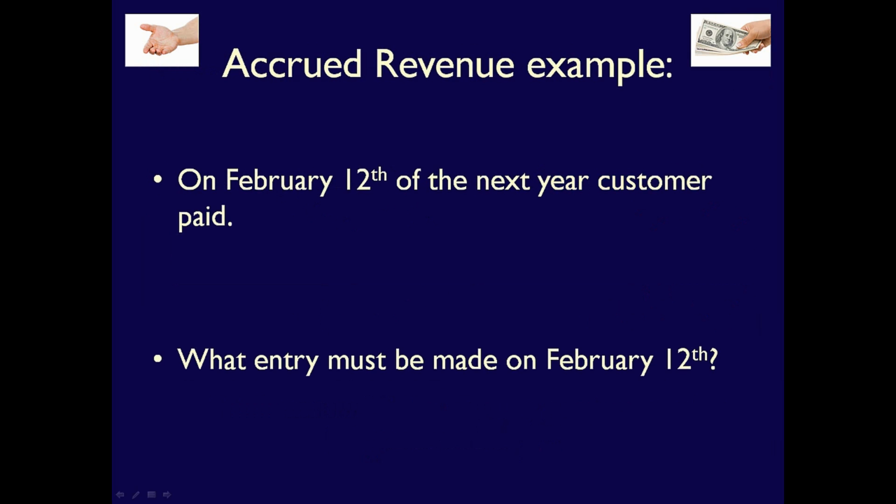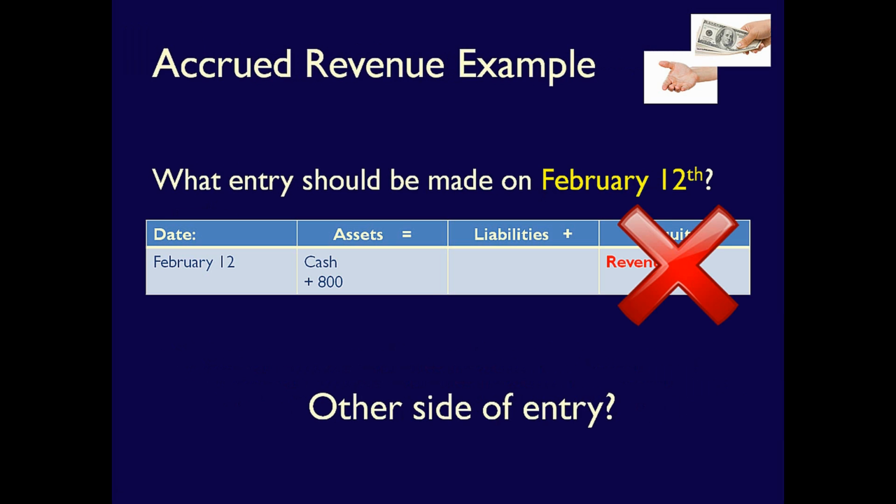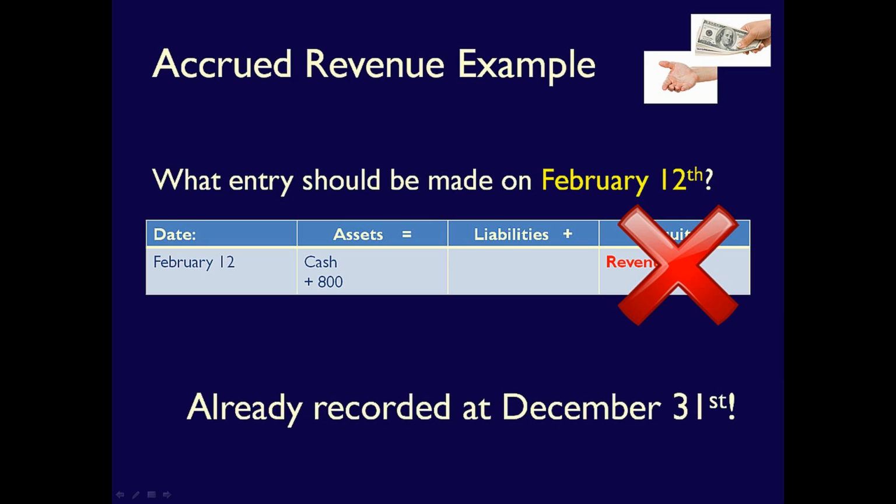Now, let's go forward to February 12th. Again, we have to stand in that date and consider the impact on the accounting equation. On February 12th, the customer pays their outstanding invoice in full. What did we get? We got cash, so cash goes up by $800. What about the other side of the entry? What did we give away? Many students say the other side of the entry should be revenue, but that would be incorrect. Why? Because we have not done anything else for the customer, nor have we earned more revenue. We already recognized and recorded the revenue on December 31st, so we shouldn't do it again.